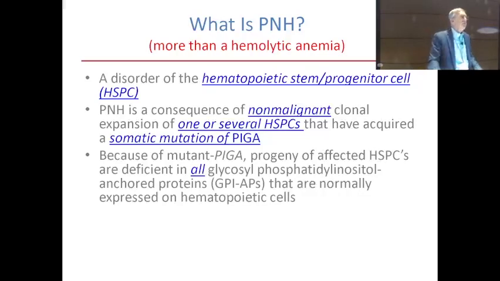Now, because of the PIGA mutation, all of the progeny, that is the cells that are derived from the mutant stem or progenitor cell, are deficient in all GPI-anchored proteins. And the converse of that is true as well. That is, all of the GPI-anchored proteins that are normally expressed are deficient in PNH.